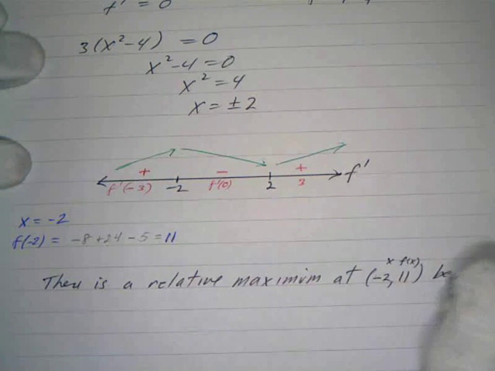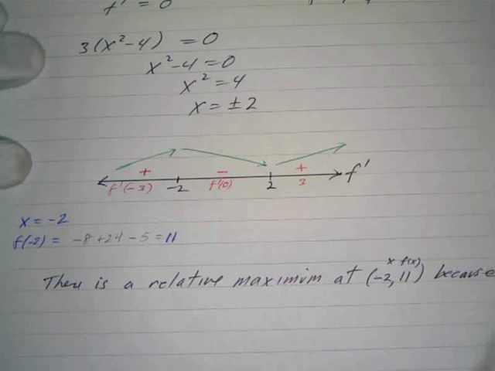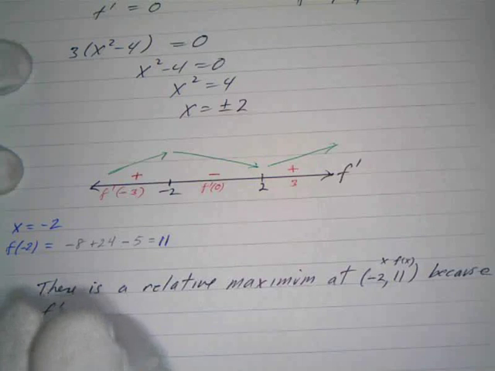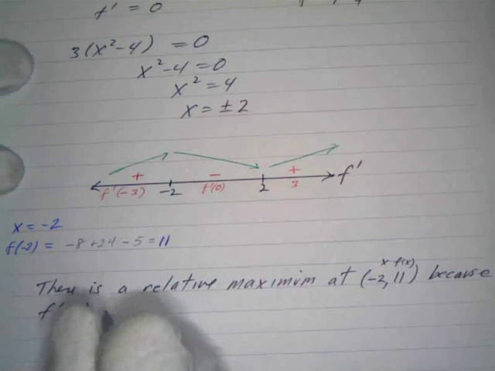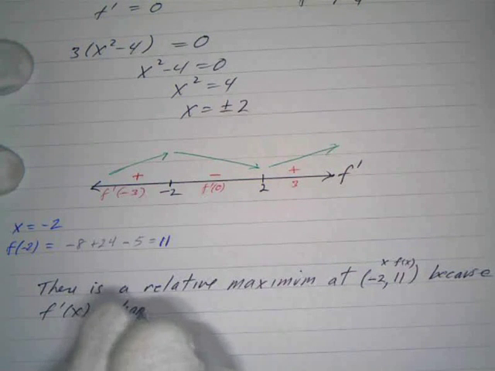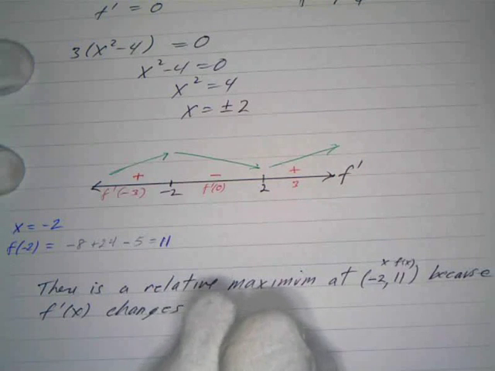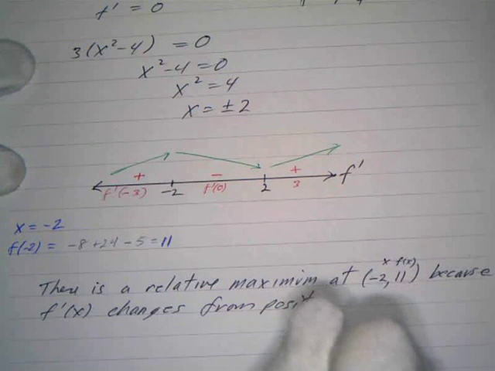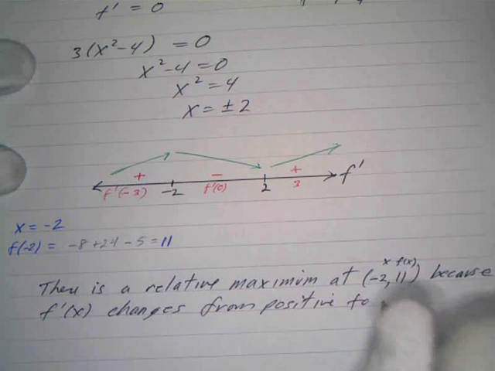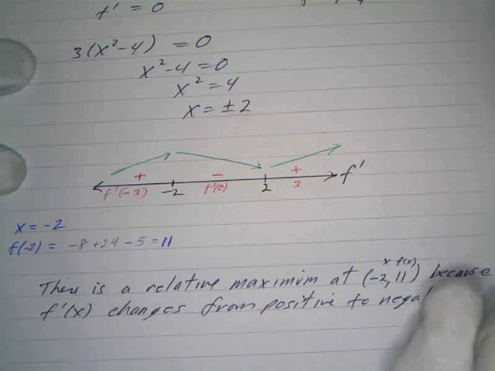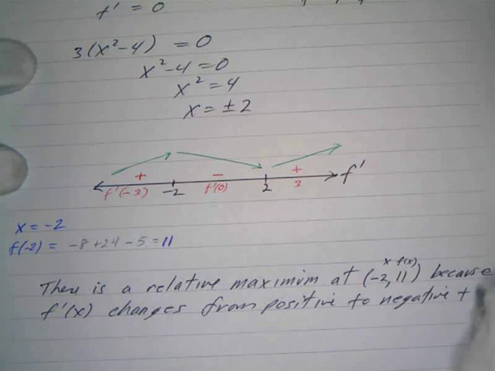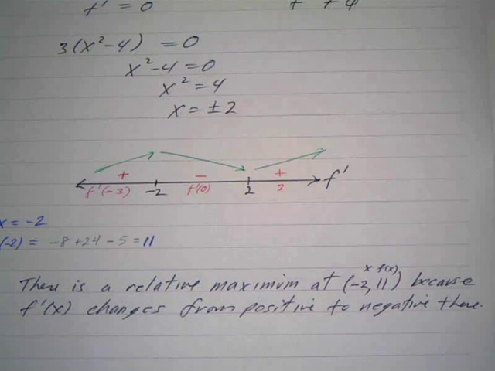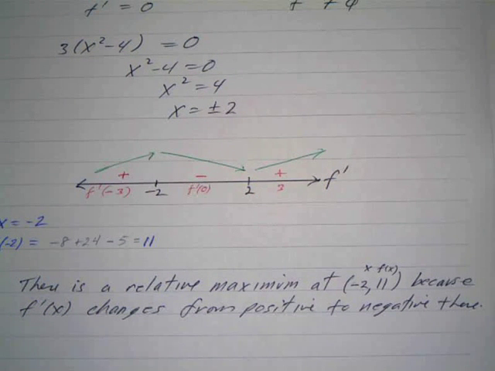Because, and you have to write this out, the derivative f prime of x changes from positive to negative. There. At that point. Okay? And that kind of conforms to what they're saying in Theorem 4.